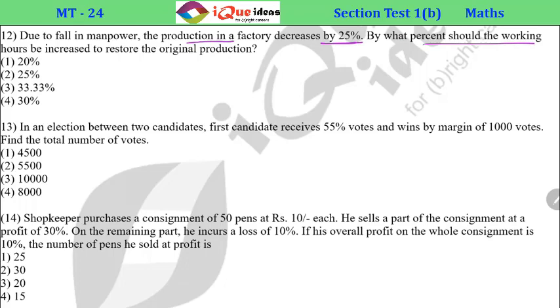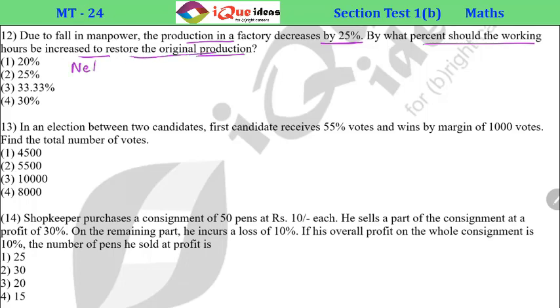By what percentage should the working hours be increased to restore the original production? The same process that we have to follow. See, when you increase the hours, the total production increases, right? But when you decrease the number of people, the total production should decrease, right? So these two also will be used in successive change method. Right? Now restore the original production.